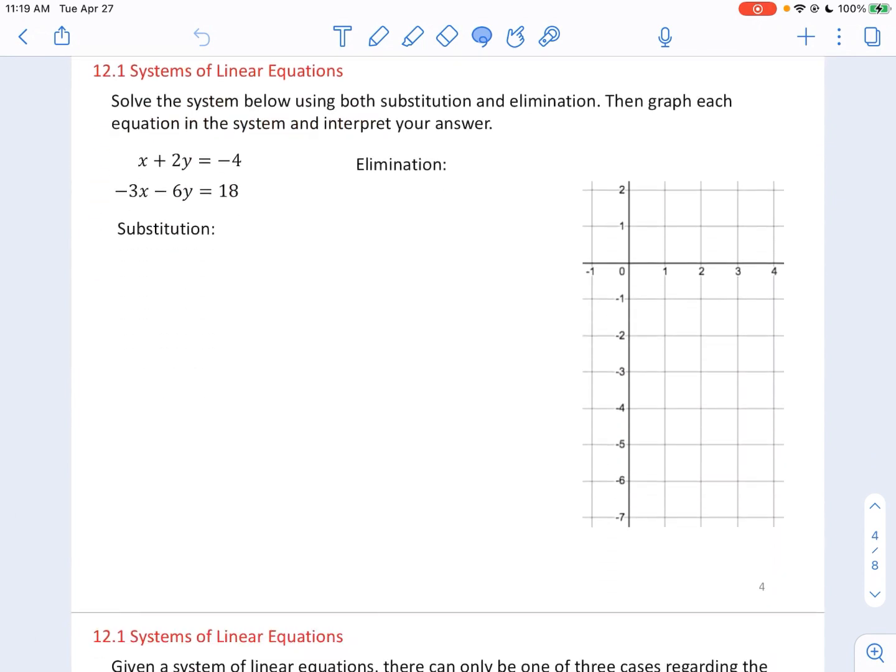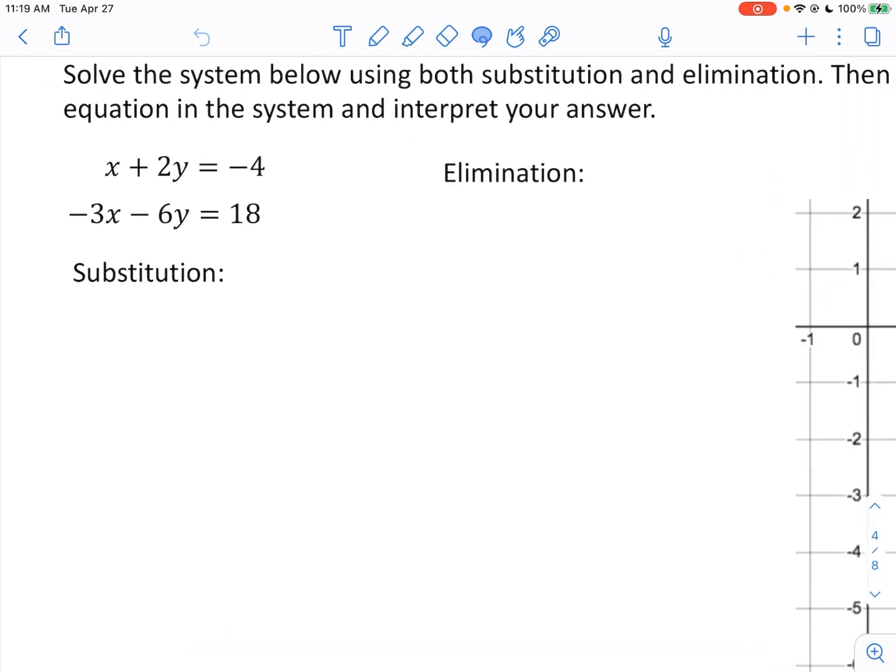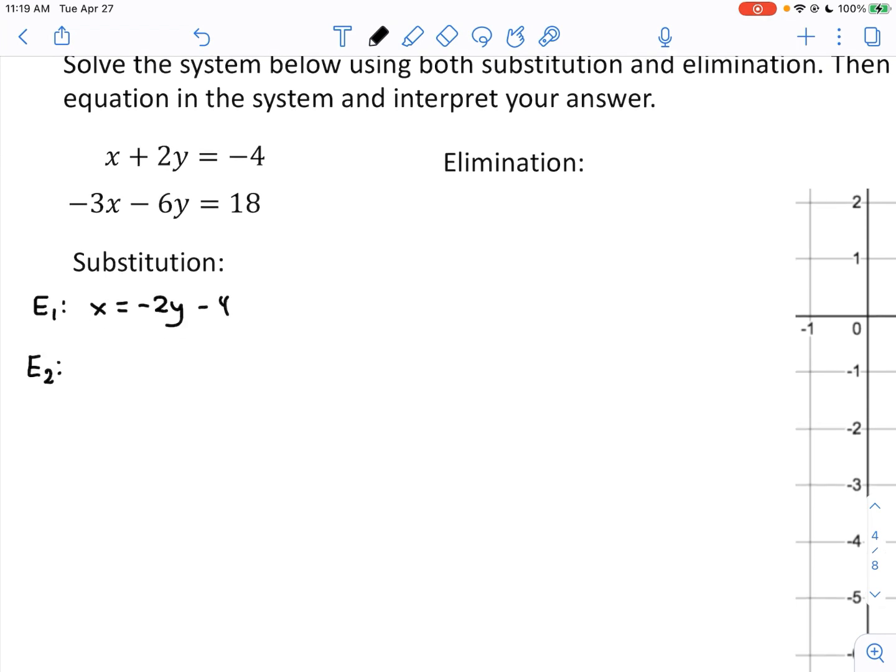Solve the system below using both substitution and elimination. Then graph each equation in the system and interpret your answer. Okay, so for the substitution method, clearly I'm going to just solve this one for x. So equation 1 yields that x is equal to negative 2y minus 4. And then substitute that into equation 2.